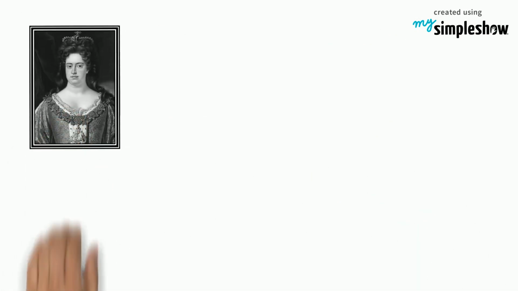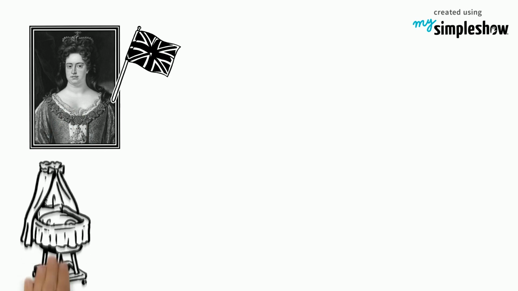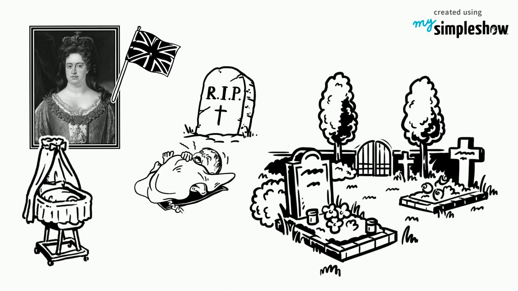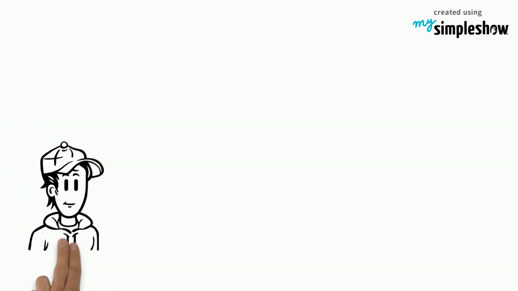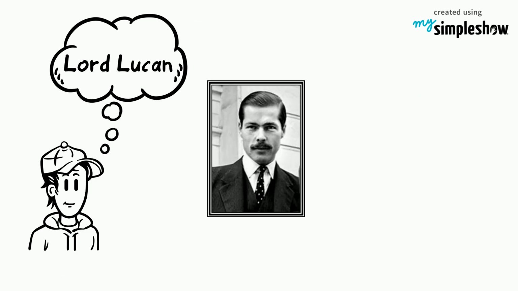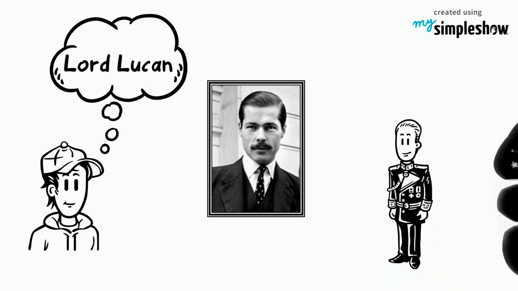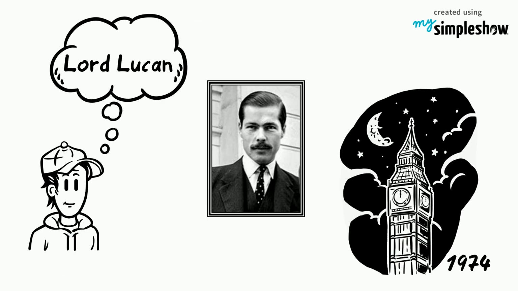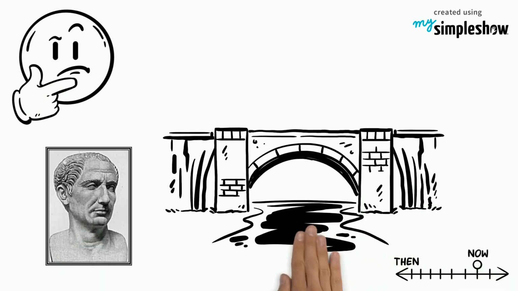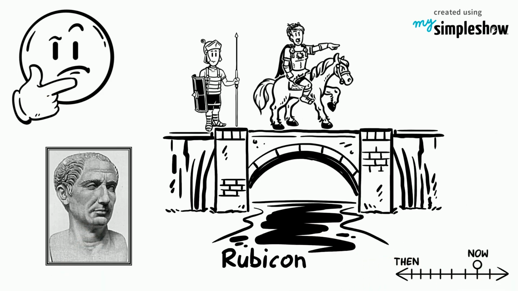Or, he could look at Queen Anne of Britain, who was so unlucky in her efforts to produce a successor to the English throne. Julian is also considering Lord Lucan's history. He was the English aristocrat who just vanished into thin air in 1974. Or shall he go back to the history of Julius Caesar and explain Caesar's crossing of the Rubicon River?